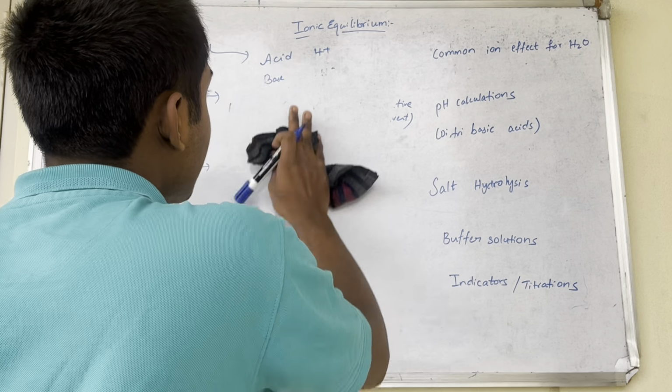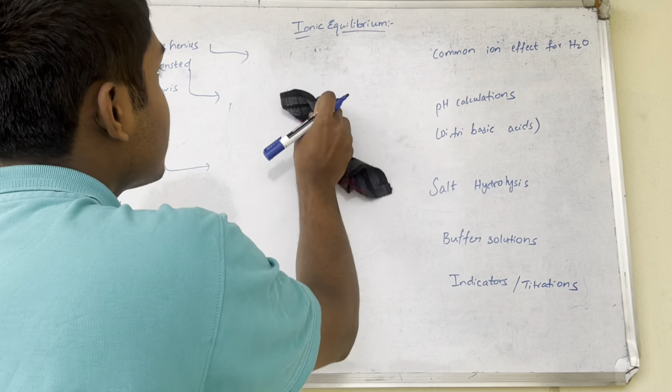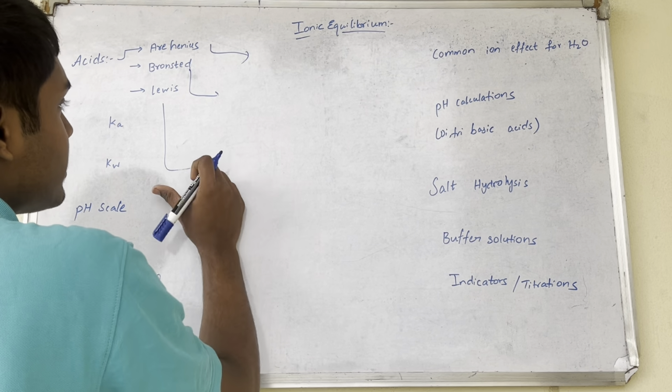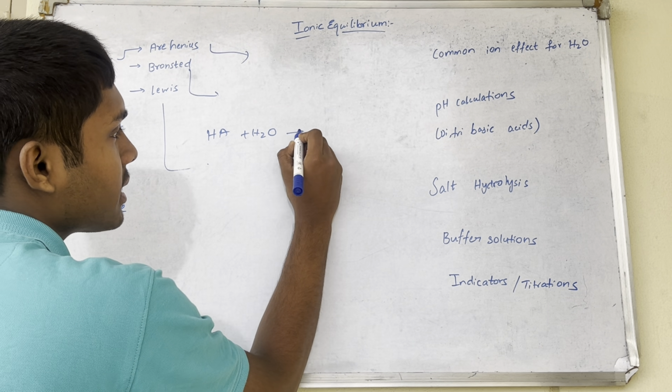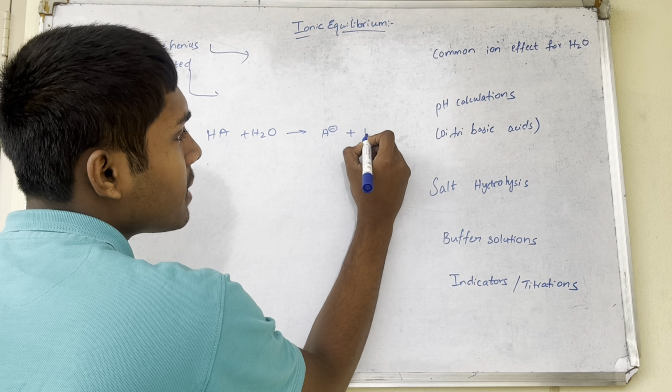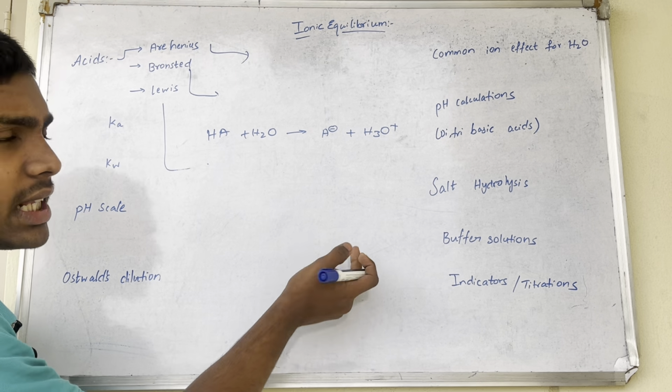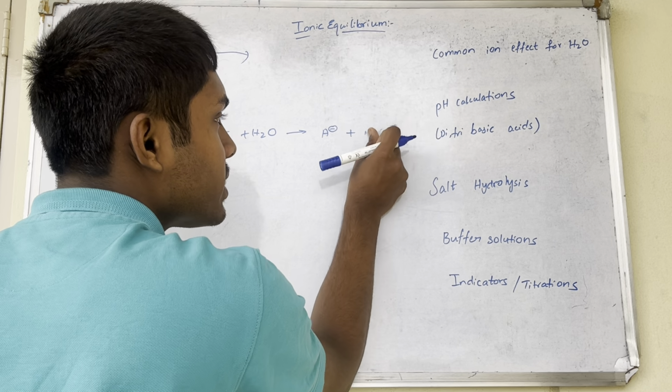Now let's take a reaction. We'll take this basic reaction. This is an acid, HA, some acid, plus H2O changes into A- plus H3O+ ion, or you can take H+ ion. For simplicity, I'm going to take H+ ion, so you can understand better.